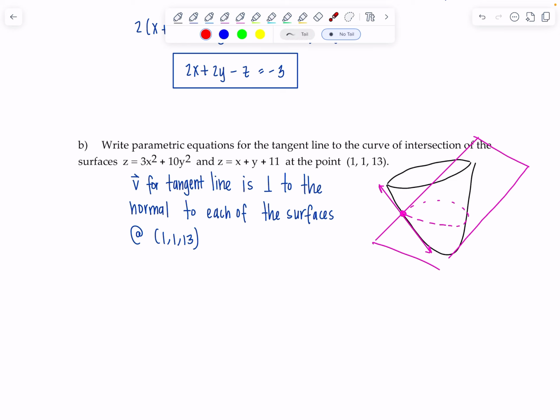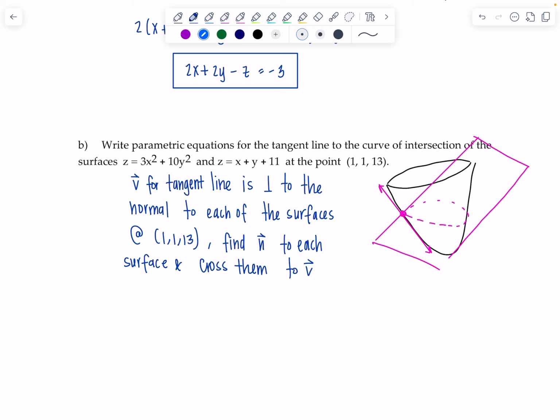So if I have the normal to the paraboloid, it's going that way. If I have the normal to the plane coming out this way, the tangent line is perpendicular to each of their normals. So what I need to do is find the normal vector to each surface and then cross them to get the direction vector v. Does that make sense? Okay, good.